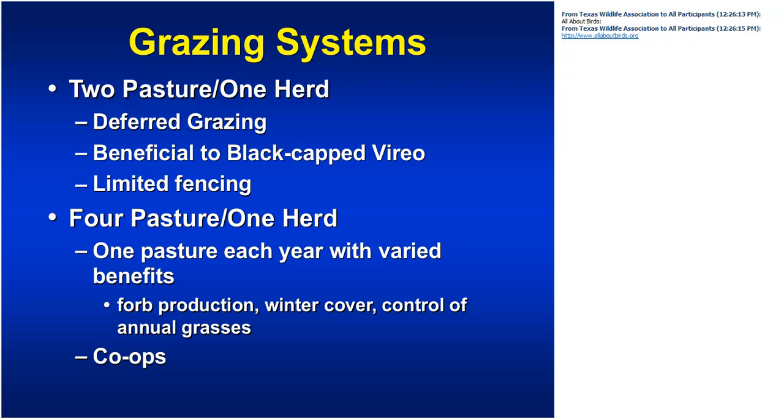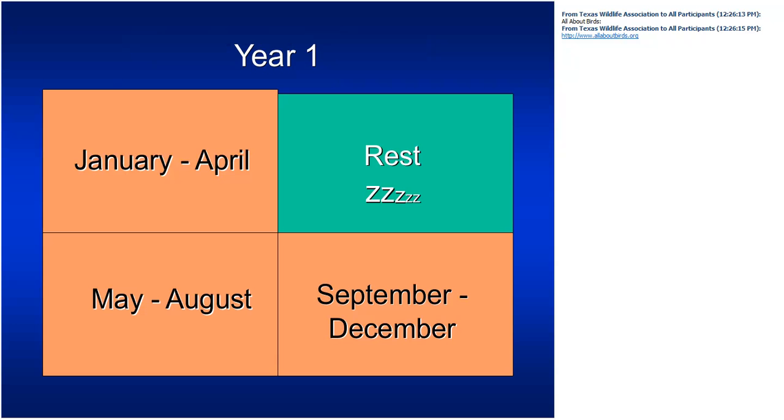To look at how grazing systems work, this would be an example of a 4-pasture, 1-herd, where in January through April, one of the pastures is grazed, then you move into the next one from May to August, and then the next one in September through December, and one pasture is basically rested throughout that growing season, but that's the next pasture you move into. So the second year, that's your January through April.